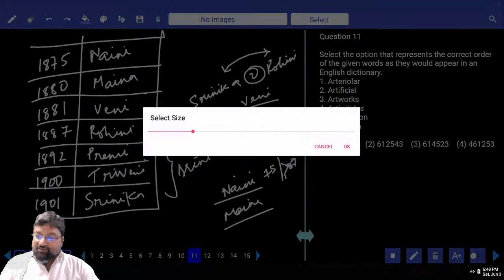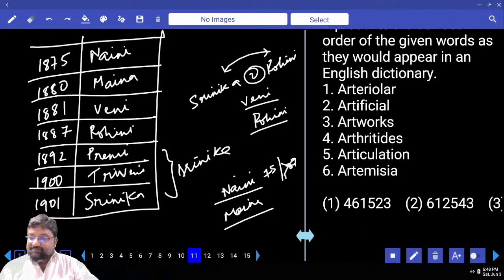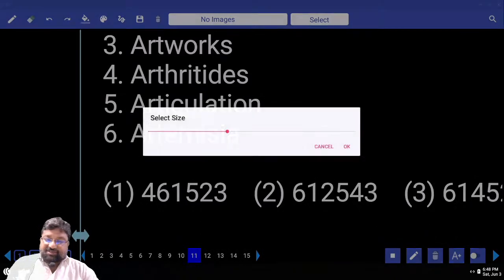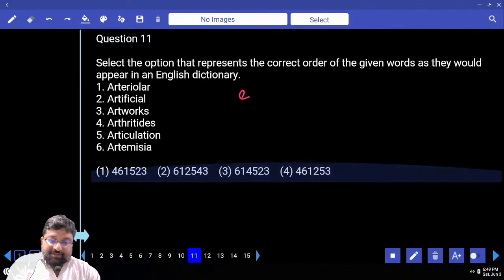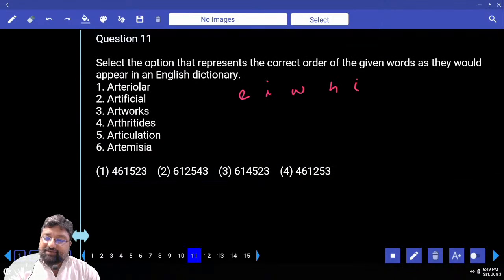Now this is a question on dictionary order. What I suggest to you is look at the first 3 letters everywhere. The first 3 letters everywhere are same. Let's go with the 4th letters. What are the 4th letters? E, I, W, H, I, E.